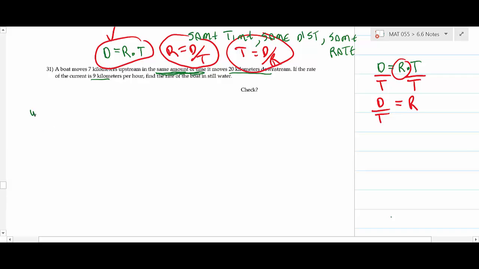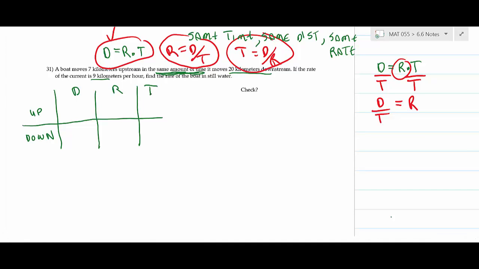So let's make a chart. Let's have upstream and then a row for downstream, like we did earlier in the semester. And let's have a column for distance, a column for rate, and a column for time. Okay, we've got to do this because we've got to organize all of our information correctly. Okay, so let's see what we have. The first thing that we have is a boat is moving 7 kilometers upstream. What is that 7? That's a distance, right? So we're going to fill in that distance upstream is 7 kilometers.